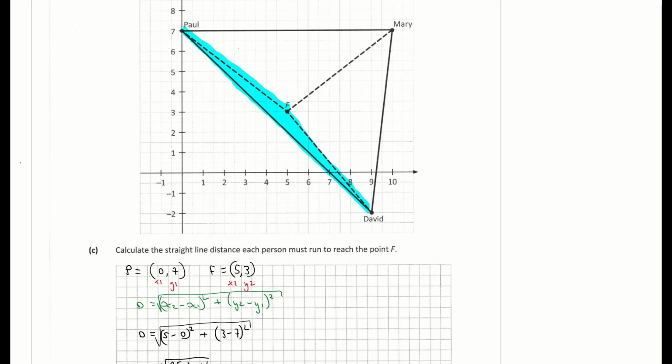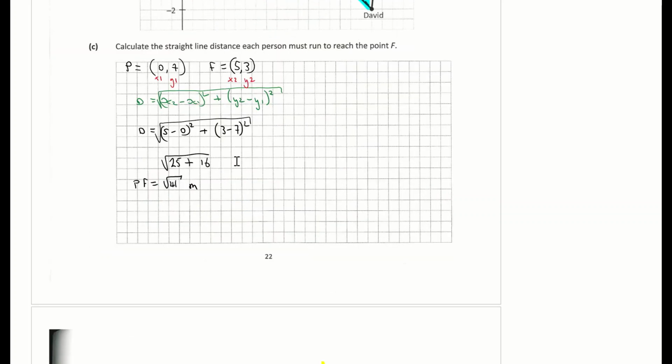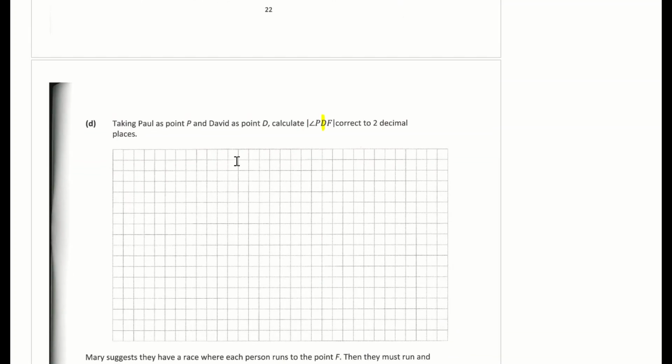And what we know there is that the distance from Paul to F is root 41. So that means the distance from F to David must also be root 41. And I'll need to find this length here in order to use one of my cosine or sine rules. But let's have a look at it in a bit more detail. So I'm going to sketch out that triangle PDF, Paul, David, and F. So what's that going to look like? It's going to look something like this.